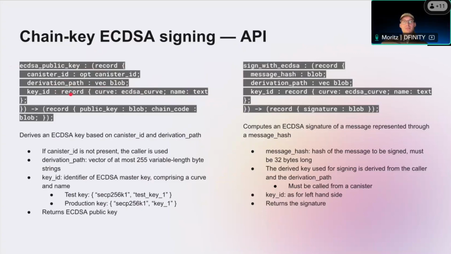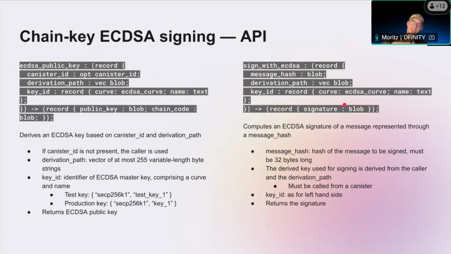And because there could be many of them, there could also be many keys, and therefore you need to provide the curve and the name of the key that you want to retrieve the public key from. On the other hand, if you want to sign a message with ECDSA, for example, if you created within your canister smart contract an Ethereum transaction that transfers, let's say, 1 Ether from the address that your canister smart contract controls to a different address.